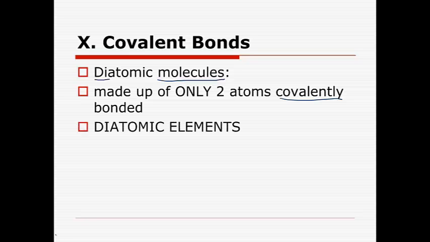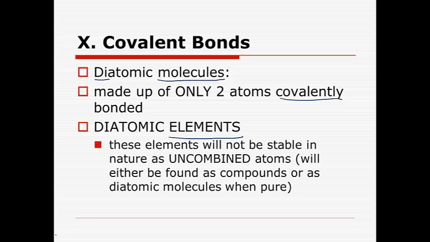Now, there are some diatomic elements, in which case both atoms have to be the exact same. These elements will not be stable in nature as uncombined atoms. When you write the formula for oxygen, you don't write it as O, you write it as O2. The reason for that is oxygen atoms are very unstable. They'll either combine with another oxygen atom in a double bond, or they will be bonded to another type of atom, like hydrogen in water.